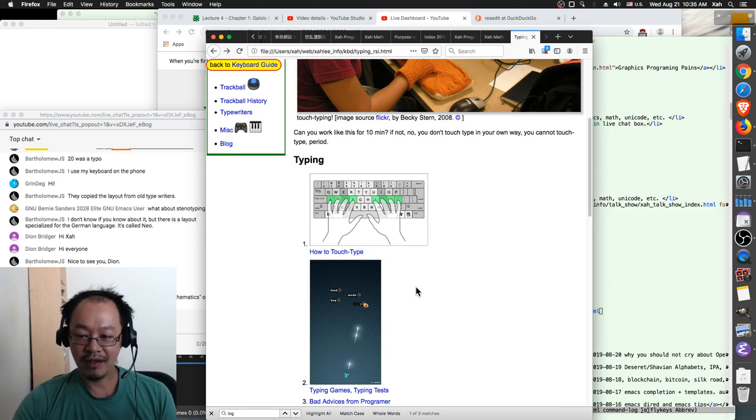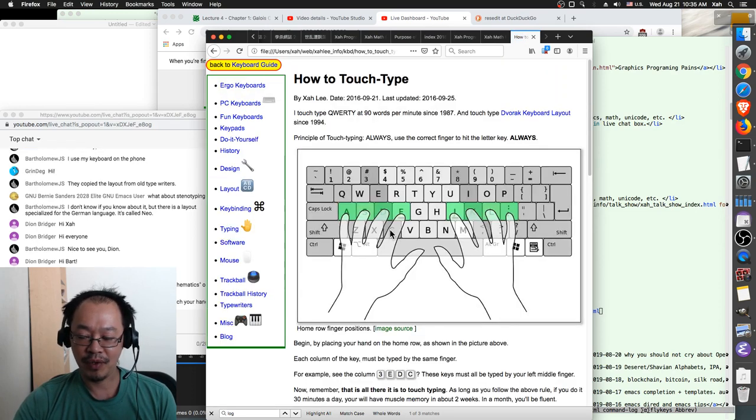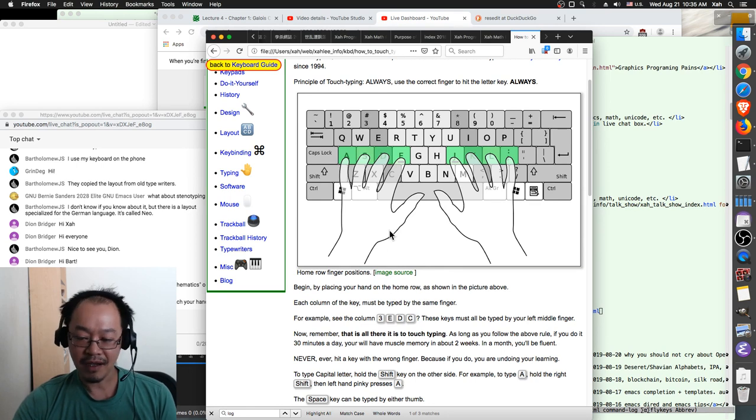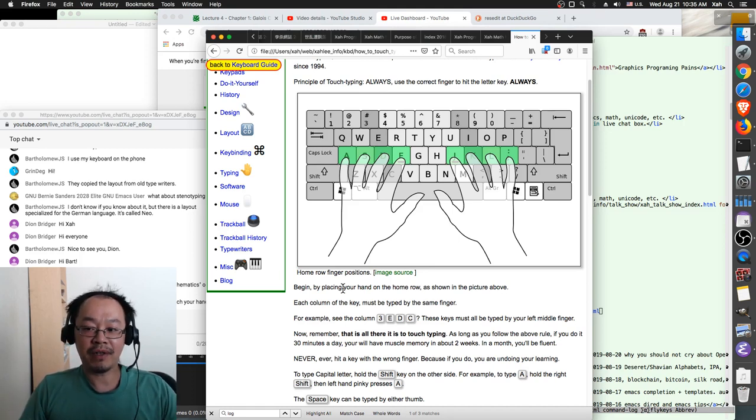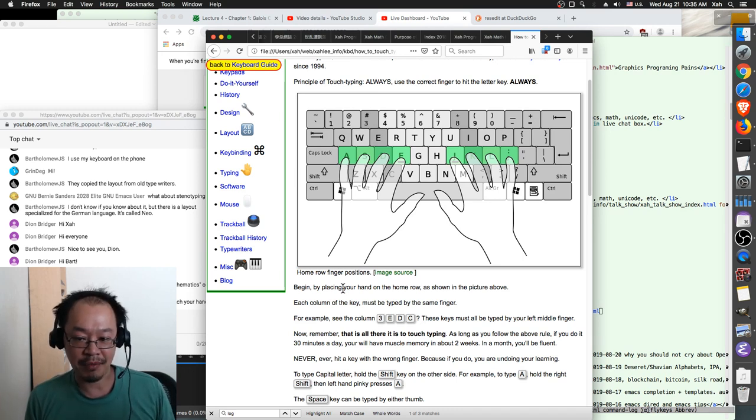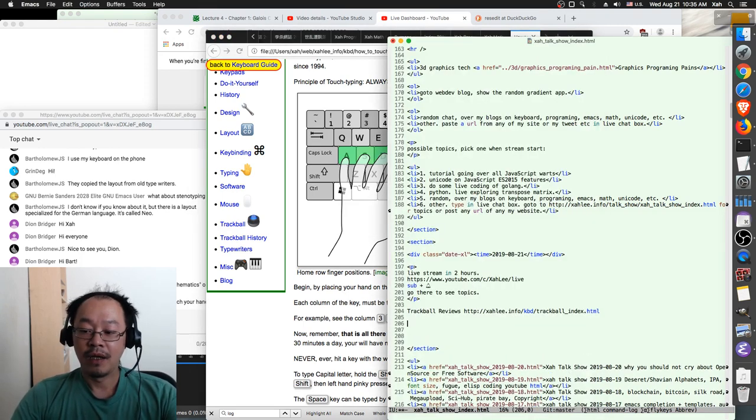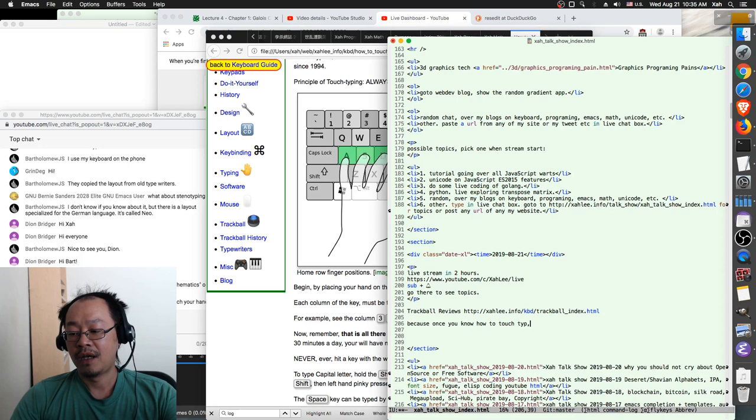Also, let me mention, a lot of people will say that once you learn touch typing, you will have repetitive injury. Not really, there are details. Once you know touch typing, you tend to type a lot more than when you don't know it, because once you know how to touch type, suddenly you start to type a lot more than before.